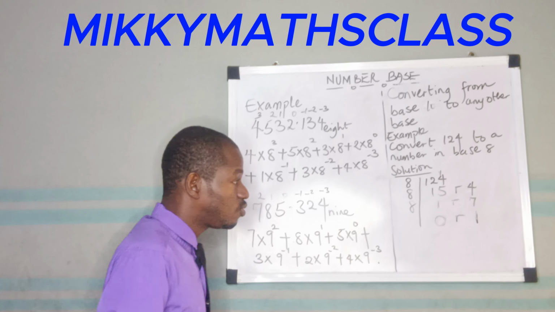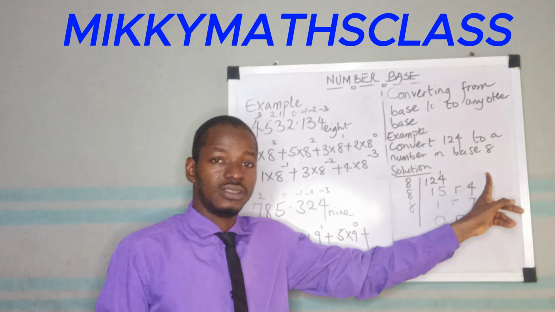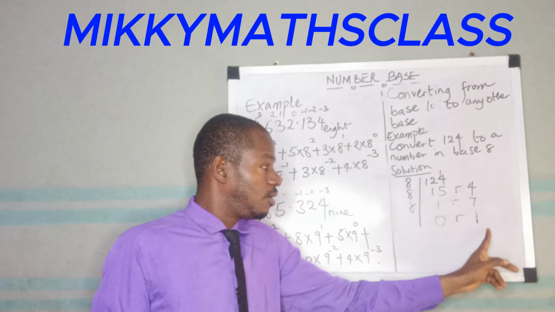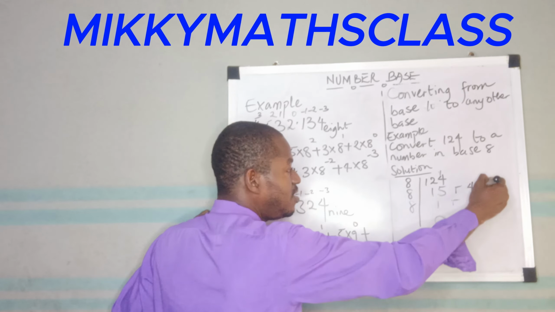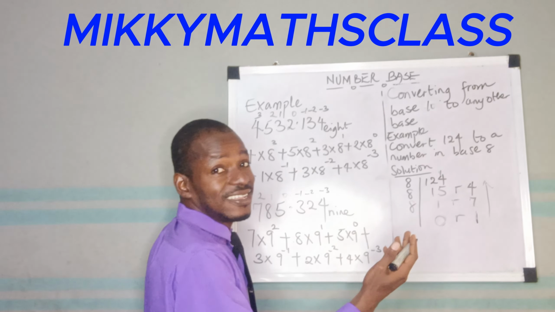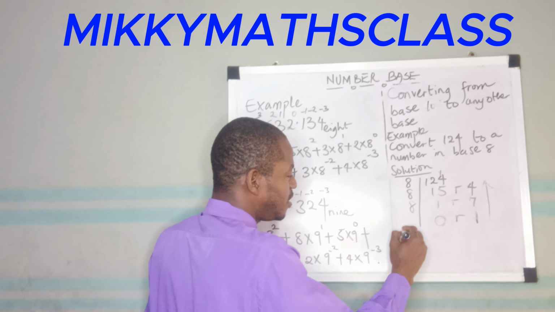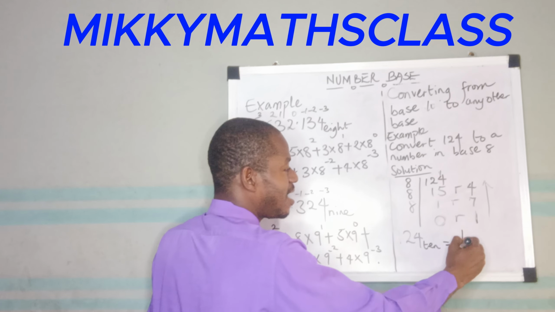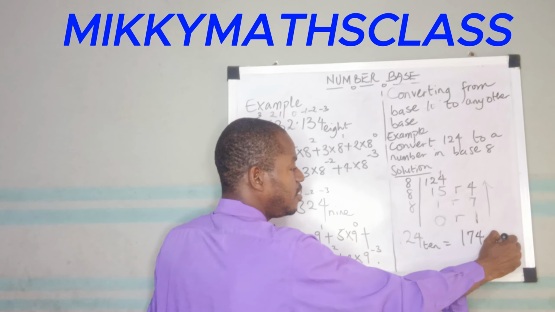So now this is what we do. After you have divided, we read the answer upwards, from down to up, from the base point to the apex. So always remember, we read it upwards, from down to up. All right. So therefore, 124 base 10 is equal to 174 in base 8.